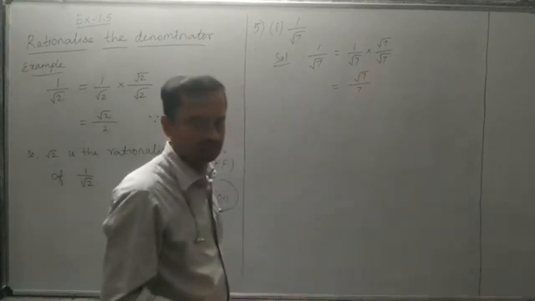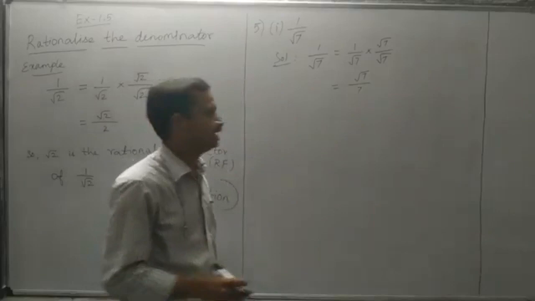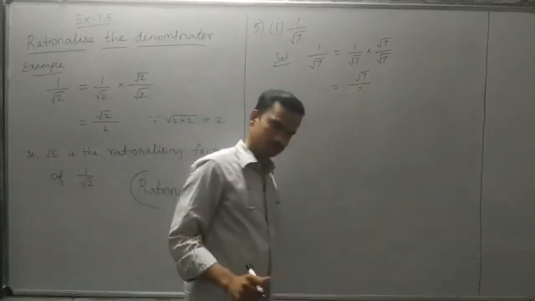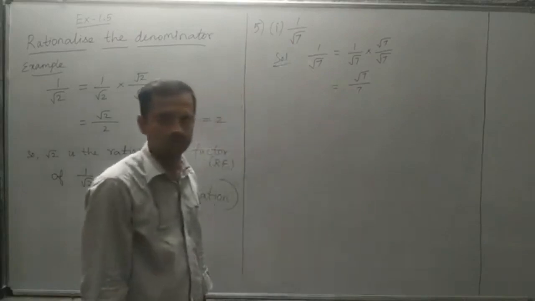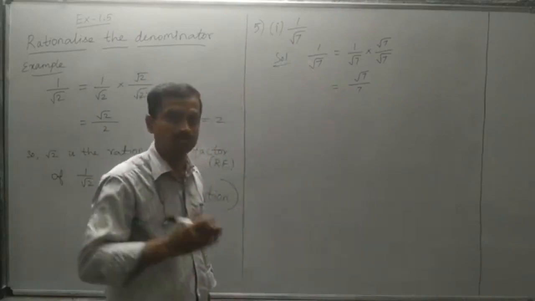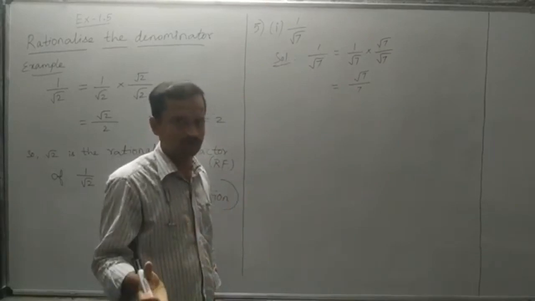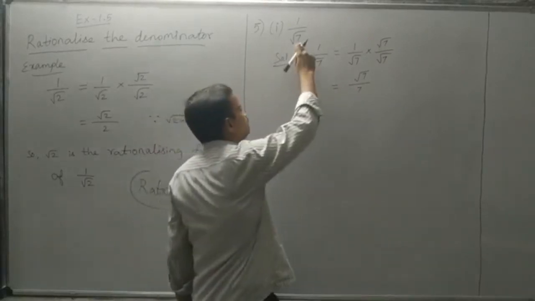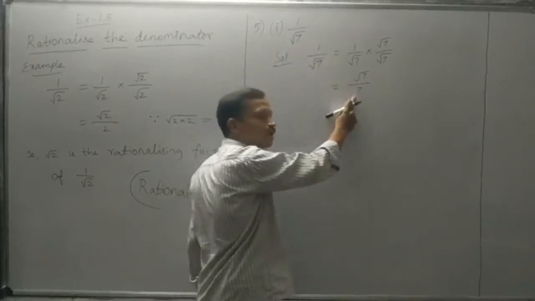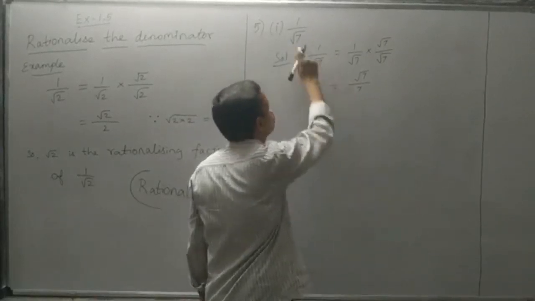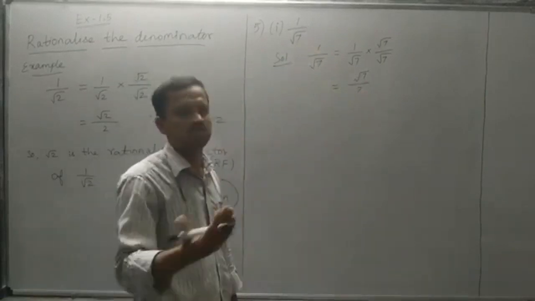Root 7 into root 7 is 7. So now it becomes rational in the denominator, and this is the solution for the given question. So we have rationalized the denominator. You know what is meant by rationalizing the denominator? The denominator is irrational here and we have changed it to rational. Root 7 becomes 7 in the denominator. That is called rationalization.